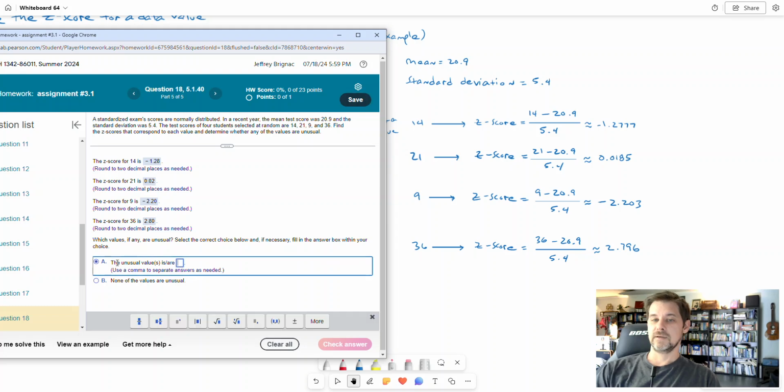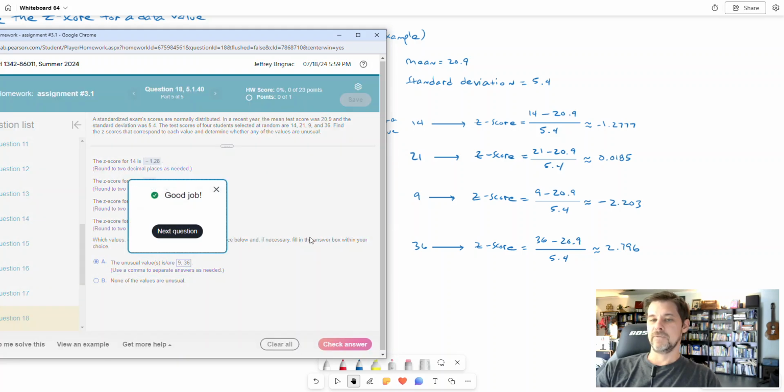So I'm going to have to select A. There are unusual values, and it's 9 and 36, and the way that I enter that in is to separate those answers by a comma, just like it says there. So 9 comma 36, those are the unusual ones. There we go, and it's correct.